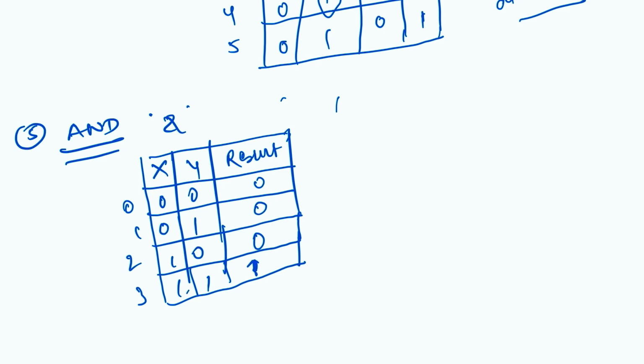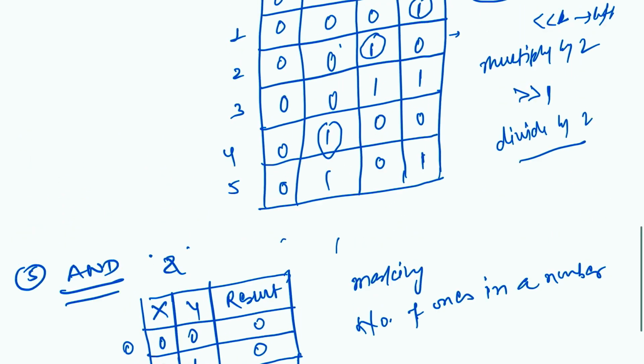Now see how the AND operation works. The AND operation we basically use for masking purposes, and we also use it in many other places. And if we count, like in a problem where we want to know the number of ones in a number, those are questions we can solve with the AND operator.